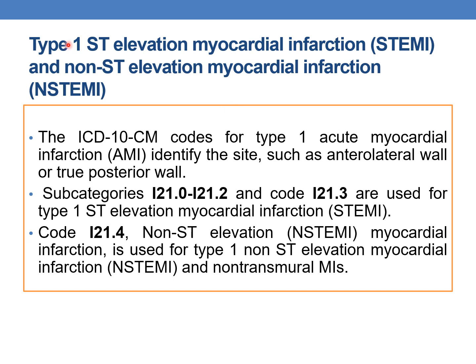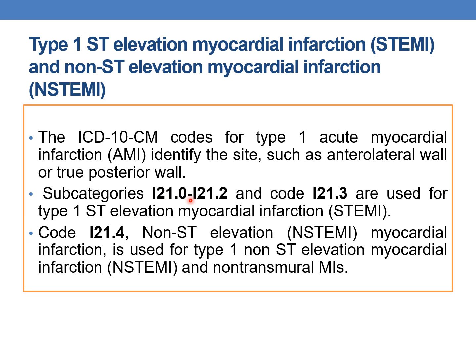Now, first coming to type 1 ST elevation myocardial infarction and non-ST elevation myocardial infarction. The ICD-10-CM codes for type 1 acute myocardial infarction identify the site, such as anterior lateral wall or true posterior wall, etc. The subcategories I21.0 to I21.2 and the code I21.3 are used for the type 1 ST elevation myocardial infarction, type 1 STEMI.